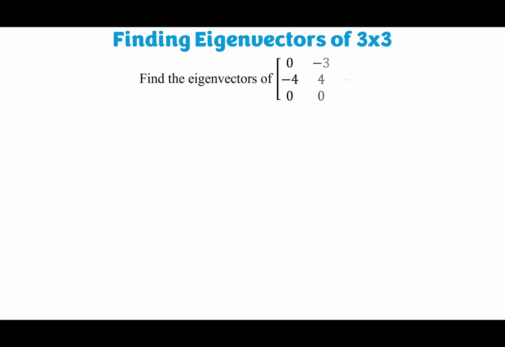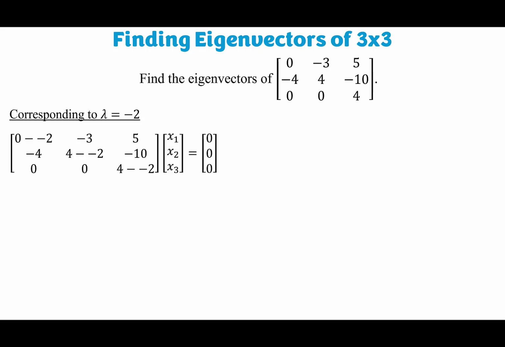All right, let's find the eigenvectors for that matrix now that we know the eigenvalues. I'll just find the eigenvectors corresponding to lambda equal negative 2, and I'll let you solve for the eigenvectors of the other eigenvalues. We subtract 2 from the diagonal to get this homogeneous system.